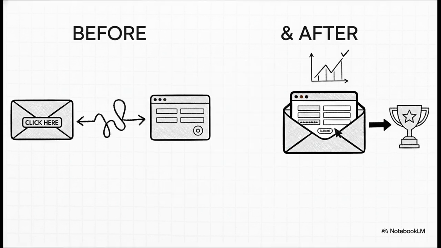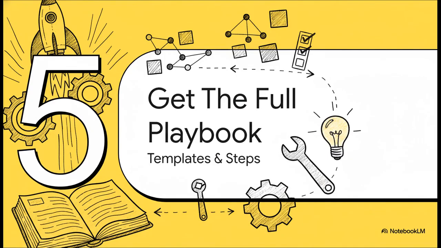So here's the crucial point. By removing friction, you boost engagement. It's that simple. Instead of asking a user to click here to fill out a survey, which is just another step, you let them fill it out right there in the email. That one simple change can dramatically increase your conversion rates because you're making it effortless for people to act. So there you have it, 4 incredible tools for 4 really critical jobs.